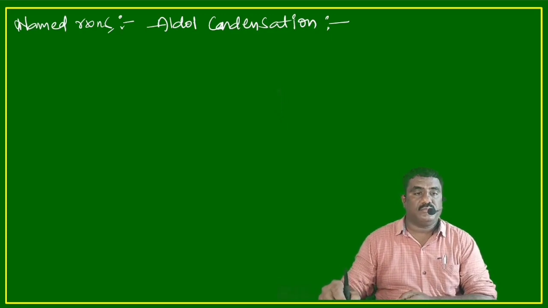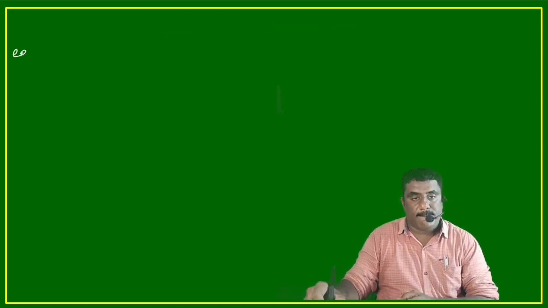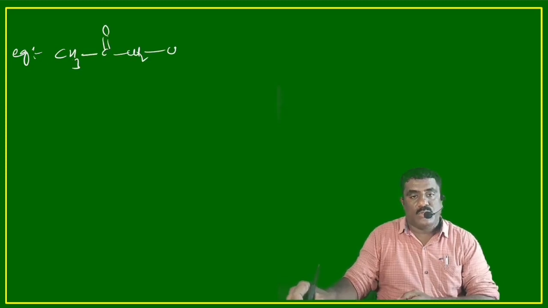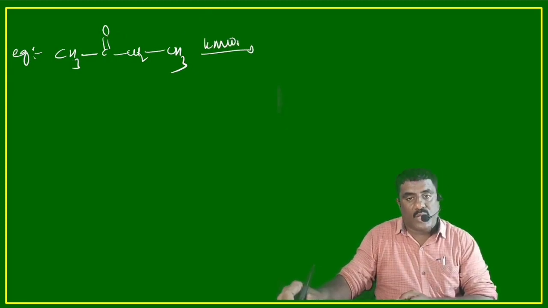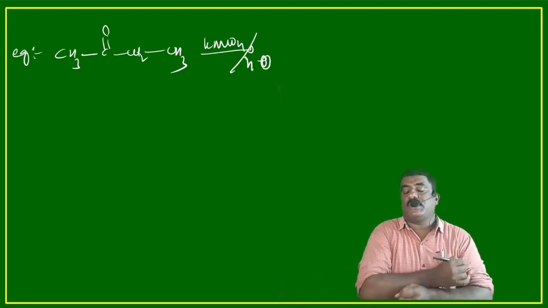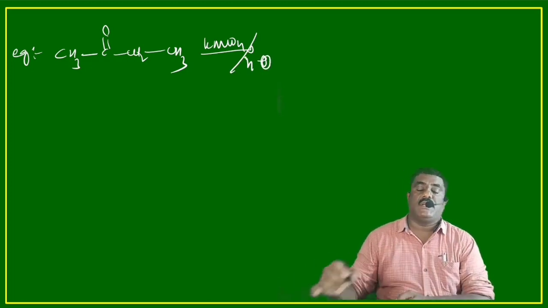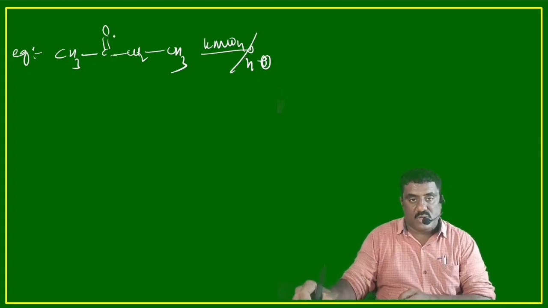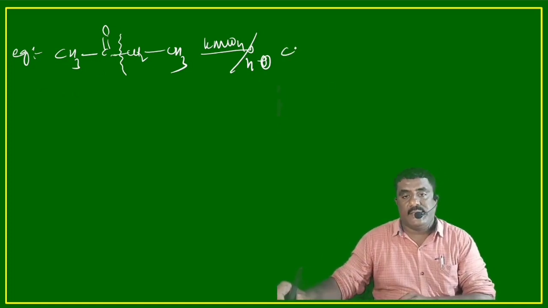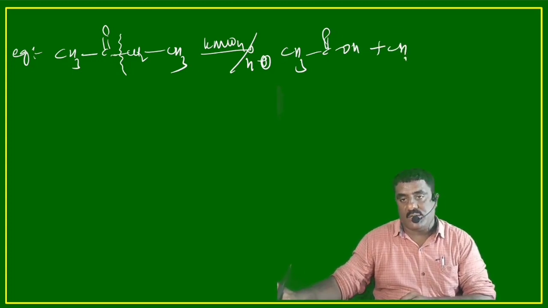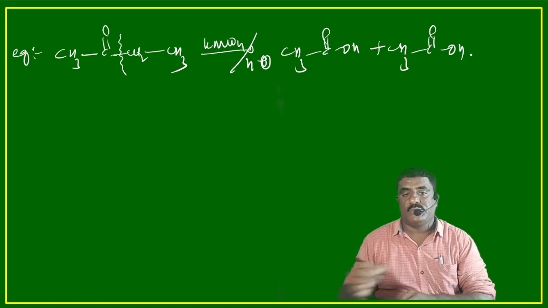I'm taking one more example: CH3COCH2CH3 with KMnO4 in H+. What is the product? The rule: cleavage of the C and CO bond where the smaller alkyl group is present. It gives CH3COOH plus CH3COOH. This is the product.